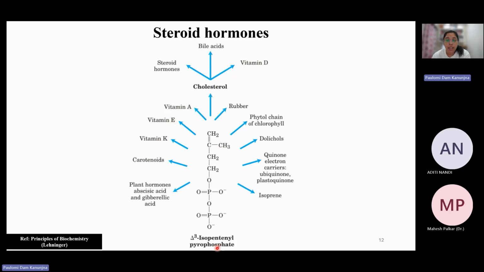So cholesterol comes from IPP. IPP also gives rise to these different kinds of compounds. Cholesterol gives rise to these compounds. We should appreciate the importance of cholesterol and not just think from the perspective of CVDs or cardiovascular disease, is what this image is trying to say, right?